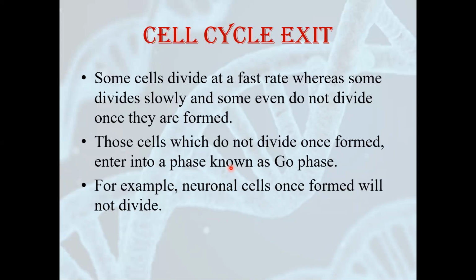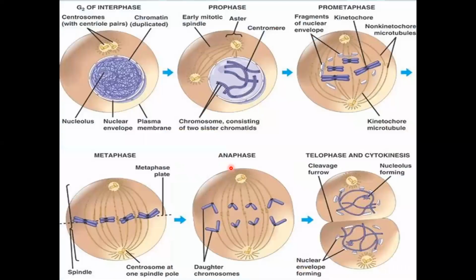Example of this is neuronal cells or the nerve cells. What happens once they are formed, they do not divide. Even our RBC, once they are formed and matured, they do not divide. They complete their life cycle and then they die and new RBCs will be formed. Same is for nerve cells also. So we say that they are in G0 phase.